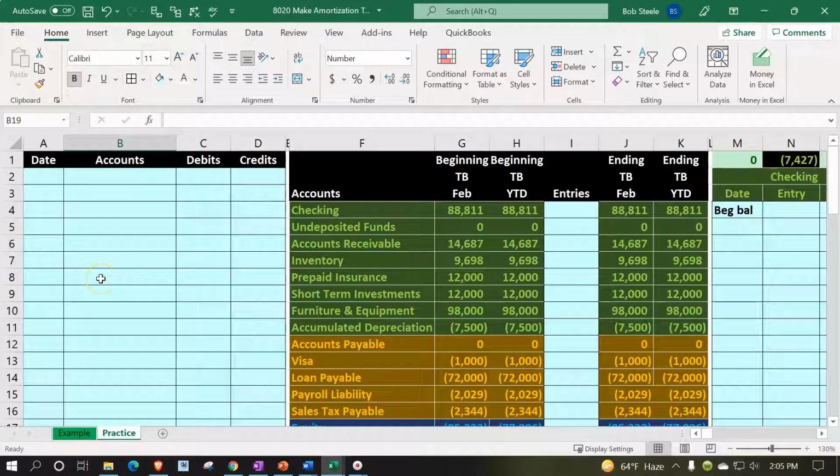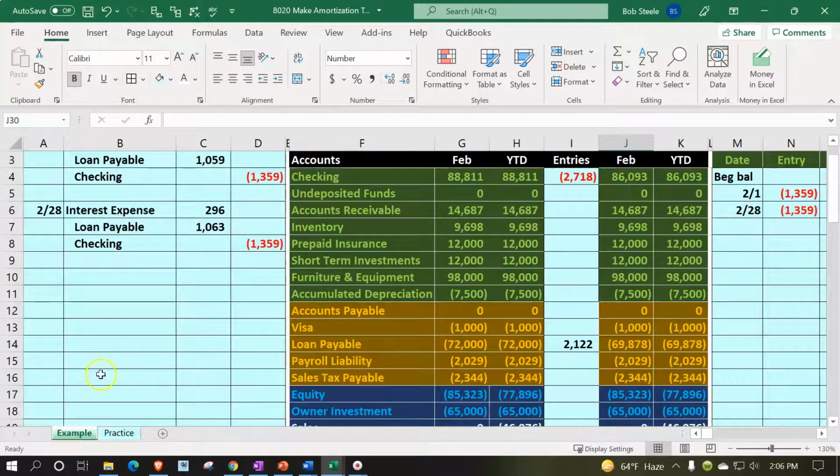Here we are in our Excel worksheet. In prior presentations, we constructed the worksheet from a blank sheet, and now we're going to continue to enter transactions into it. If you have access to it, there's two tabs down below, the example tab and the practice tab. The practice tab starts out where we left off last time, the example tab being in essence an answer key. Let's take a look at the example tab now.